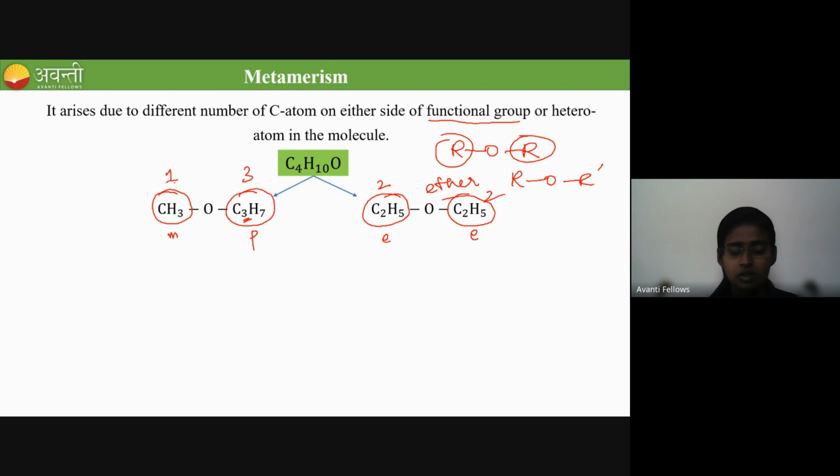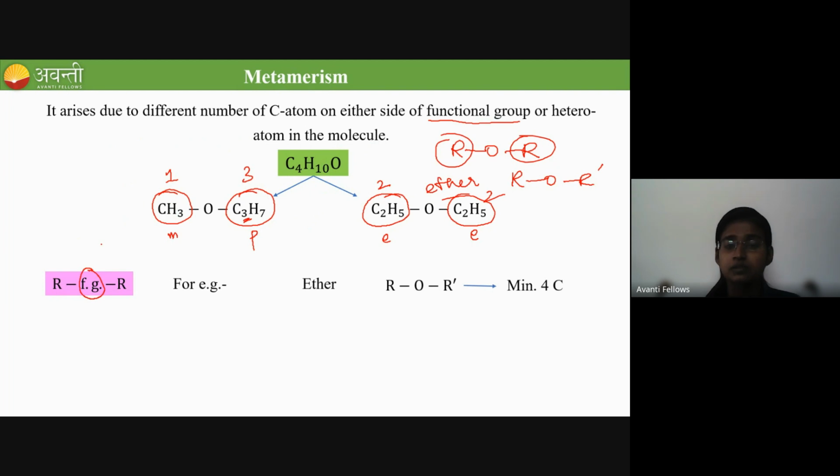Got it? So the general formula looks like this. We have a functional group at the center and 2 alkyl groups attached to that functional group. In one compound, both the R groups can be the same and in the other compound, the 2 R groups may differ from each other. Let's see some more examples. Ether is an example.